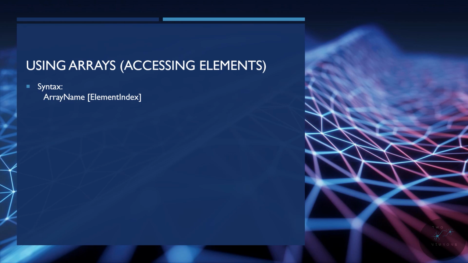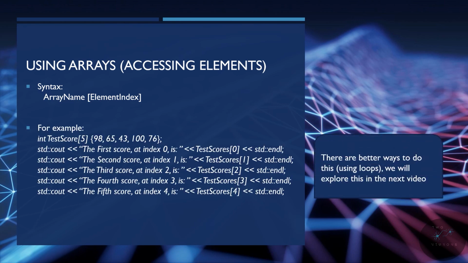So for example, we could have something like this, where we output all the test scores. We have the first test score, which is at index 0, of 98. We have the second test score at index 1 of 65, the third at index 2 of 43, the fourth at index 3 of 100, and the final and fifth test score at index 4 of 76.